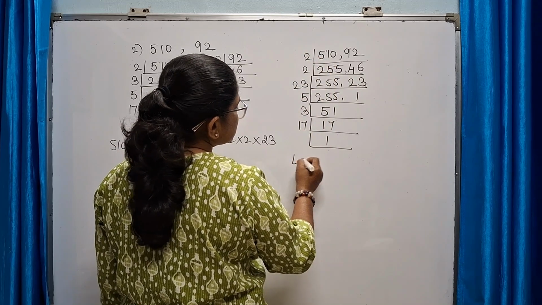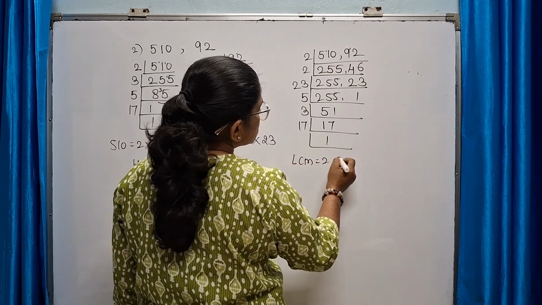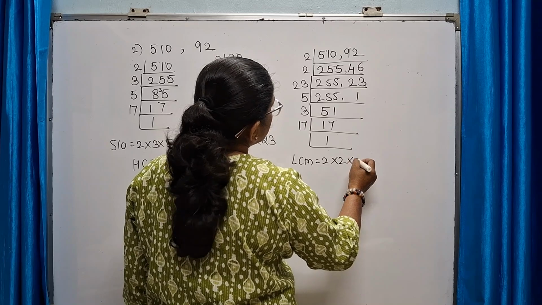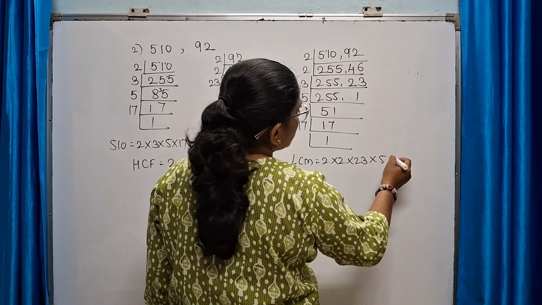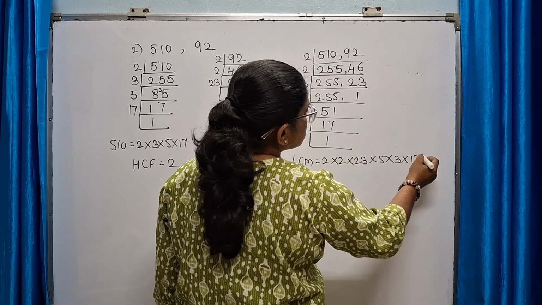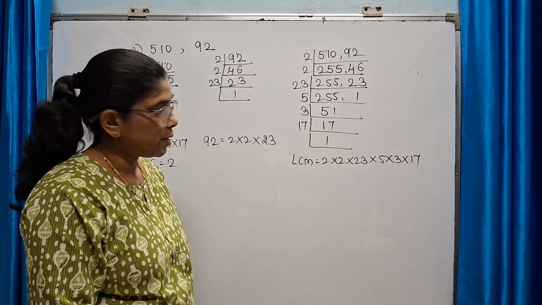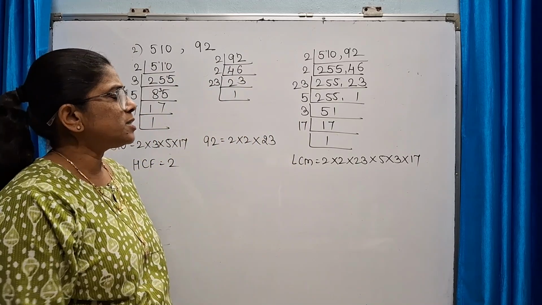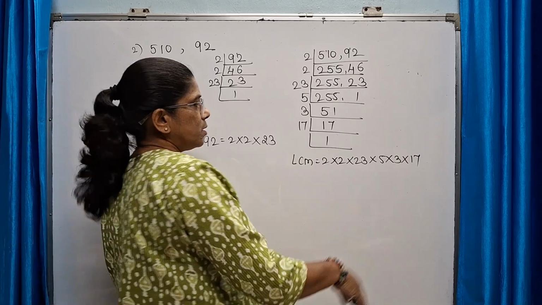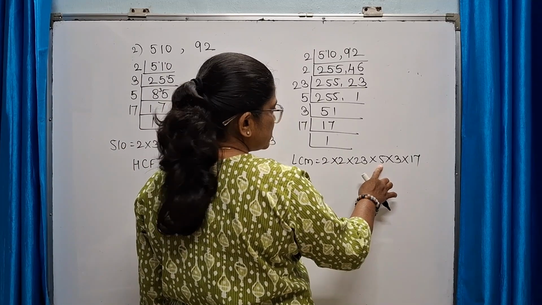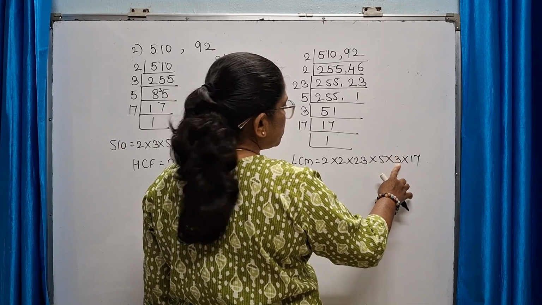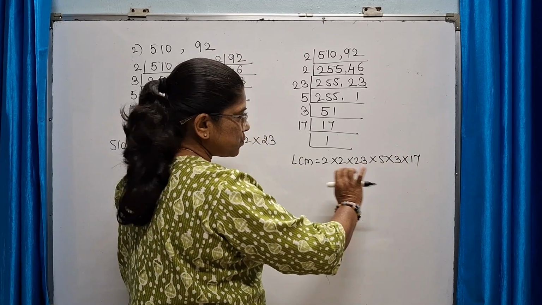We have to find the LCM. LCM is 2 into 2 into 23 into 5 into 3 into 17. We have to multiply all these terms, and here I'll tell you one trick. 2 2s are 4, 4 5s are 20, 20 into 3 is 60. We have this product 60.